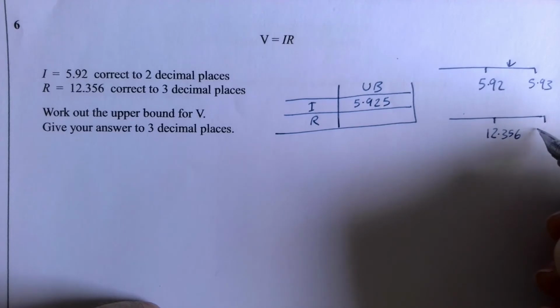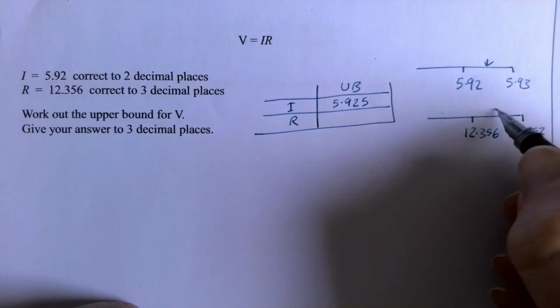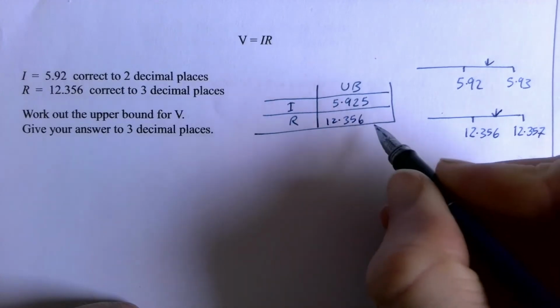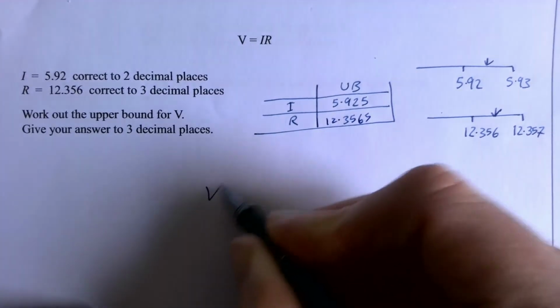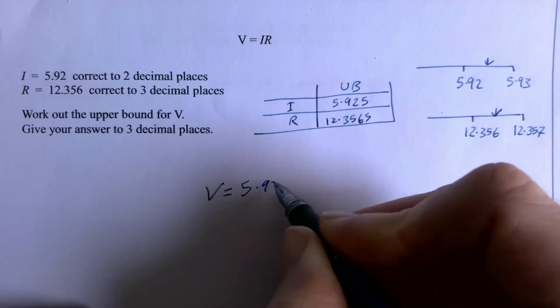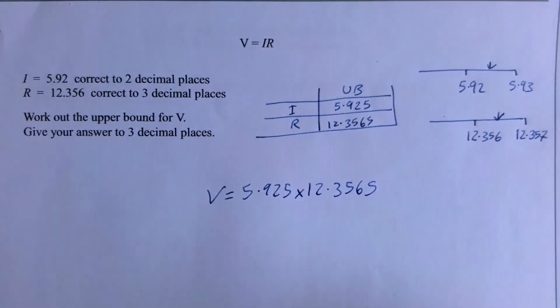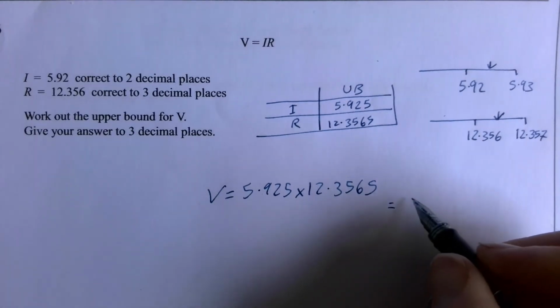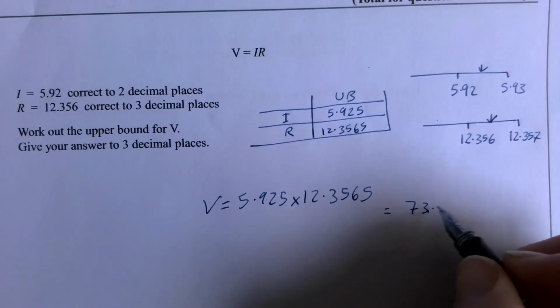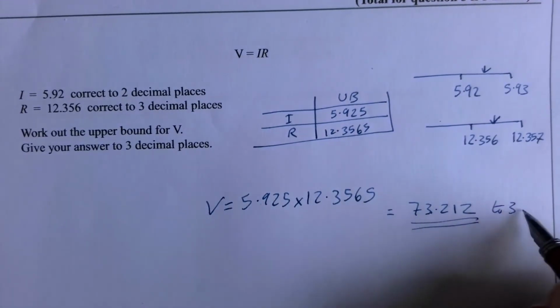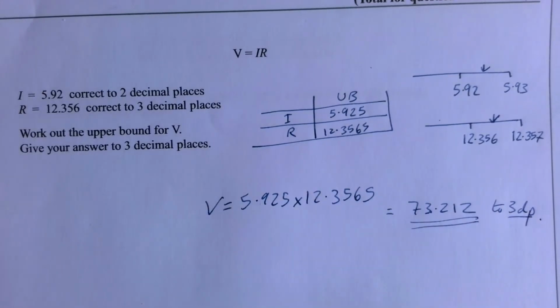And for R, we've got 12.356. The next one up to 3 decimal places would be 12.357. So the upper bound there is going to be 12.3565. So V is going to be I times R, 5.925 times 12.3565, and that should give you as an answer 73.212 once you've rounded it to 3 decimal places.